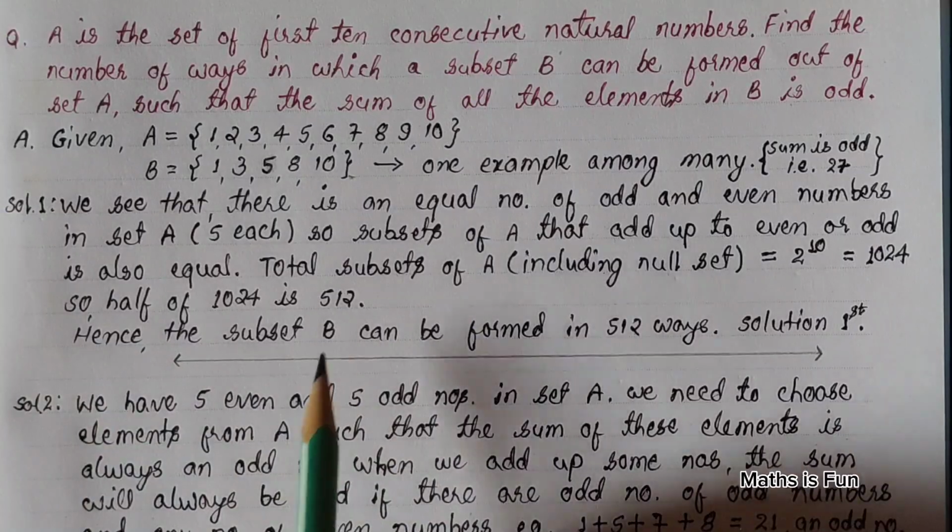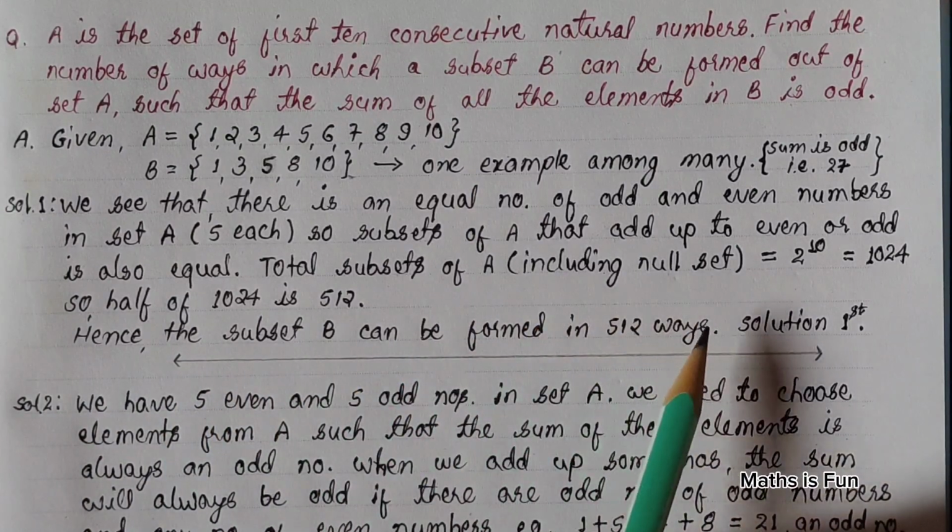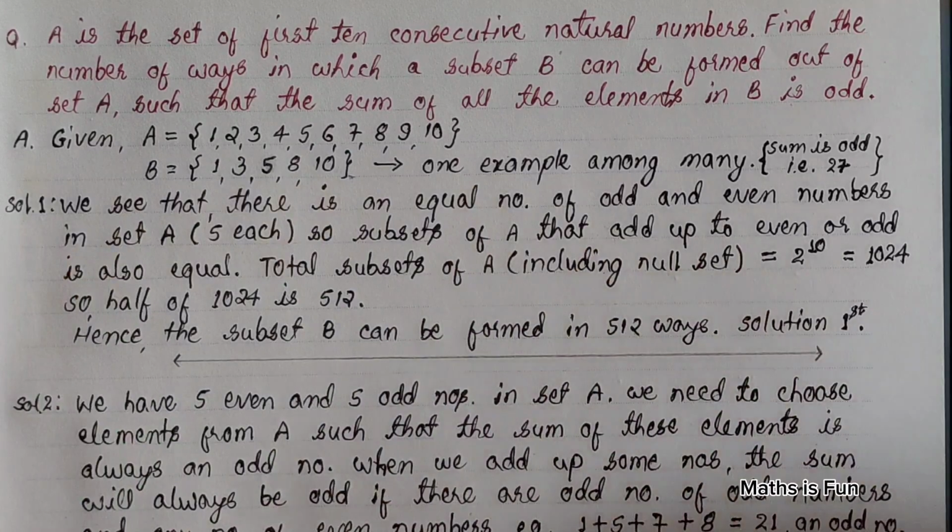So the answer here is also true. Hence the subset B can be formed in 512 ways. This is our solution 1. So now let's go to our solution 2.